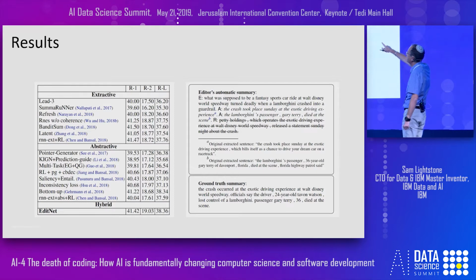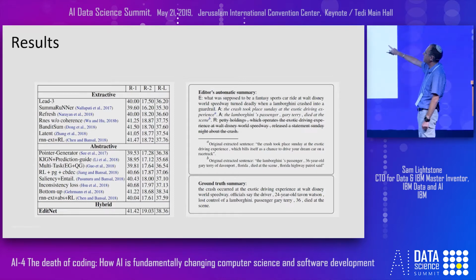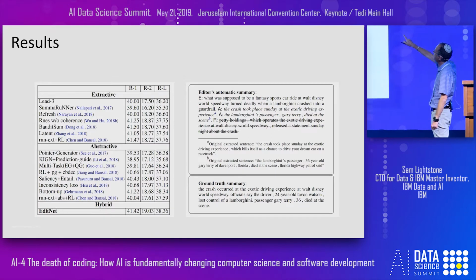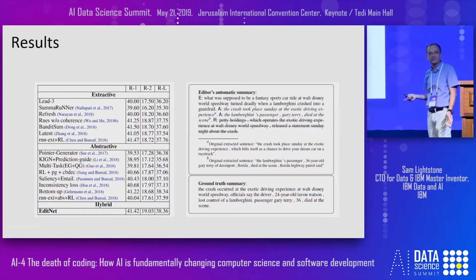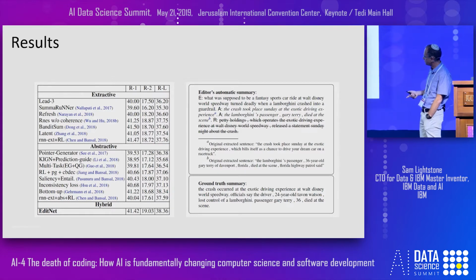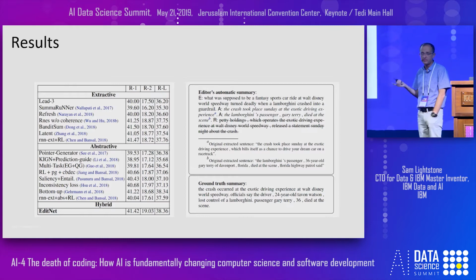Same thing for the next one, right? The original sentence says, the Lamborghini passenger, 36 years old Gary Terry of Davenport, Florida, died at the scene, Florida Highway Patrol said. And it just abstracted that to the Lamborghini passenger, Gary Terry, died at the scene. Oh, it's quite nice, right? The abstraction works quite well. By the way, there is another sentence that the network decided to remove altogether. It was extracted, but the hybrid network decided to remove it.